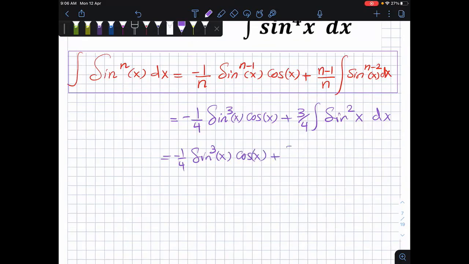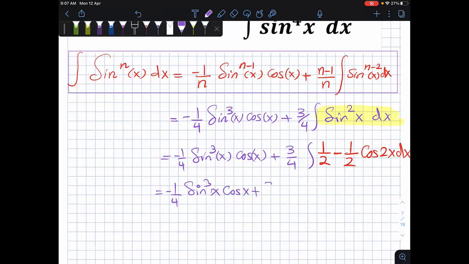Why do we do it again? Because we have the integral of sine squared. What's the identity of sine squared x? Half minus half cosine 2x. You don't change anything otherwise; you want to reduce the power. To reduce the power you will use what? Half. Yes, exactly. Half minus half cosine 2x dx, and then complete by integrating negative 1/4 sine cube x cosine x plus 3 over 4 multiplied by the integral of half.